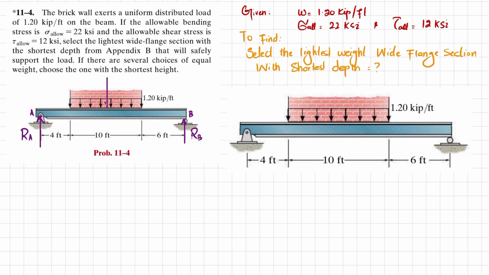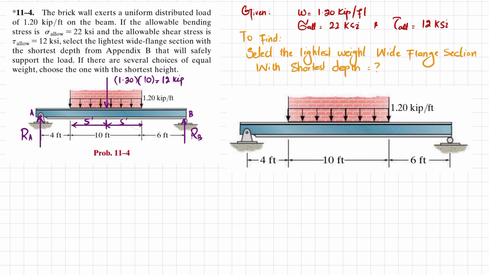So this is the load: 1.20 times the length, which is 10 feet. So this is 12 kips, and that will be acting at half, so this will be 5 feet, and the remaining will also be 5 feet. So we will find this reaction force at point B and A.